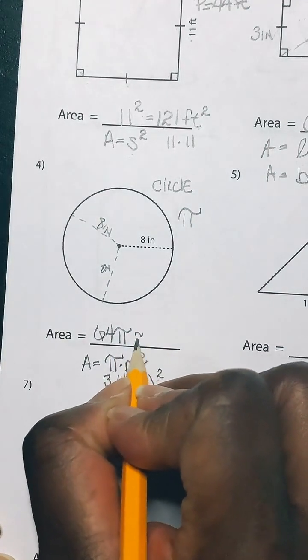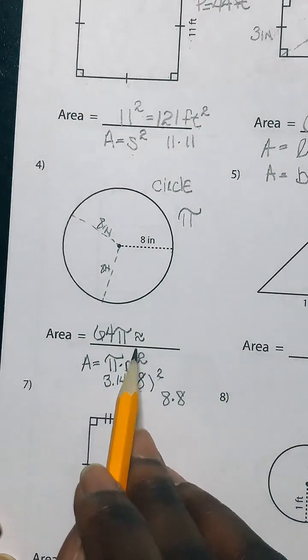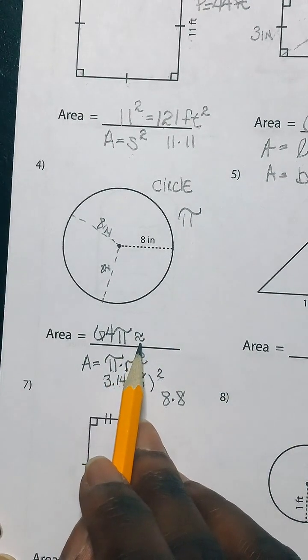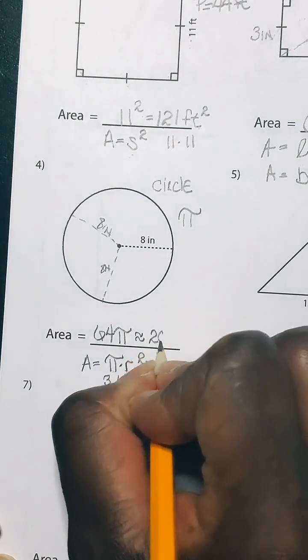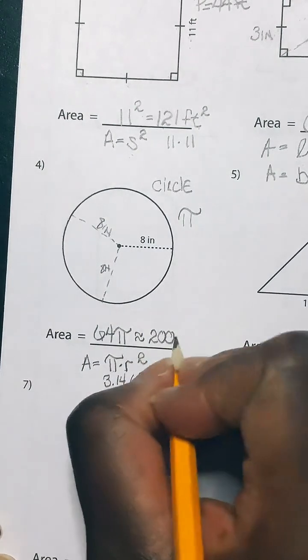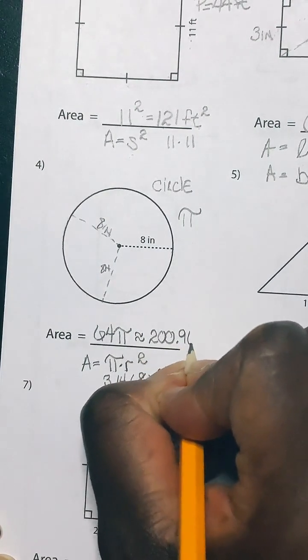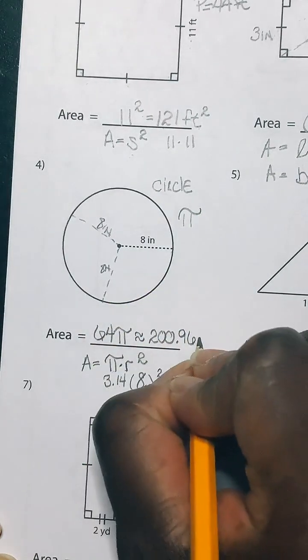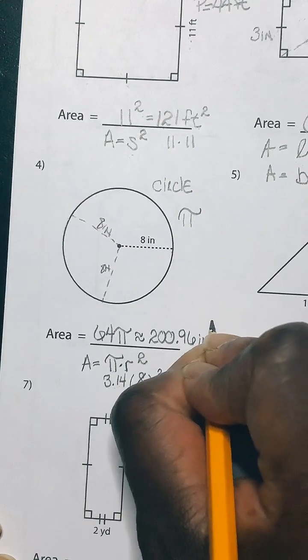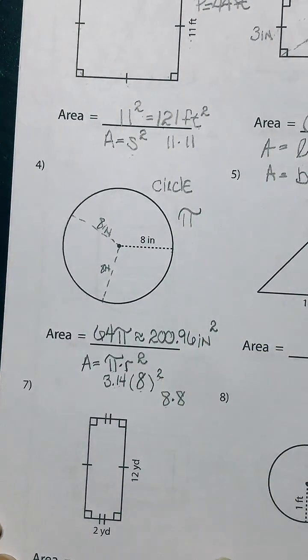So I like to put approximation. That's what the little wave means. So I'm doing the approximation of 200.96. Okay. And then my measurement that we're using is inches. And since it's area, squared. Yes, definitely have to put the inches and make sure we square them.